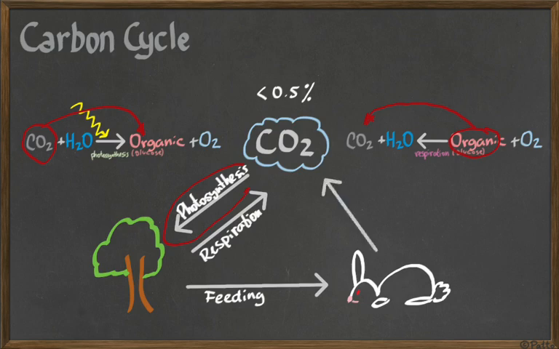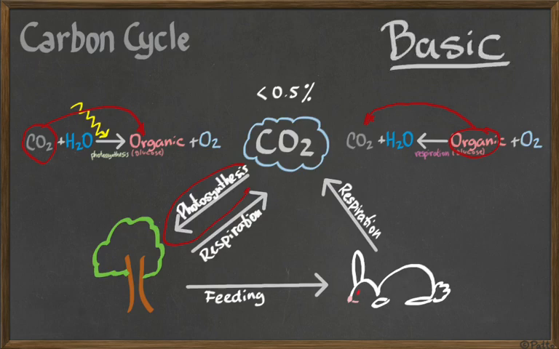These heterotrophs also do cell respiration, so they also return carbon to the atmosphere. So this is the basic carbon cycle, because it's carbon from the atmosphere going to the plants, that goes to the animals, and from animals and plants, it goes back into the atmosphere.